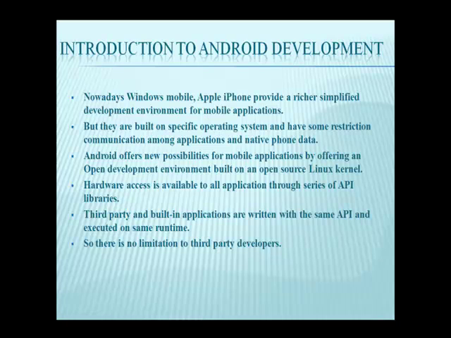Introduction to Android development. Nowadays, Windows Mobile and Apple iPhone provide a richer, simplified development environment for mobile applications, but they are built on a specific operating system and have some restrictions on communication among applications and native phone data. Android offers new possibilities for mobile applications by offering an open development environment built on an open source Linux kernel. Hardware access is available to all applications through a series of API libraries. Third-party and built-in applications are written with the same API and executed on the same runtime, so there is no limitation to third-party developers.